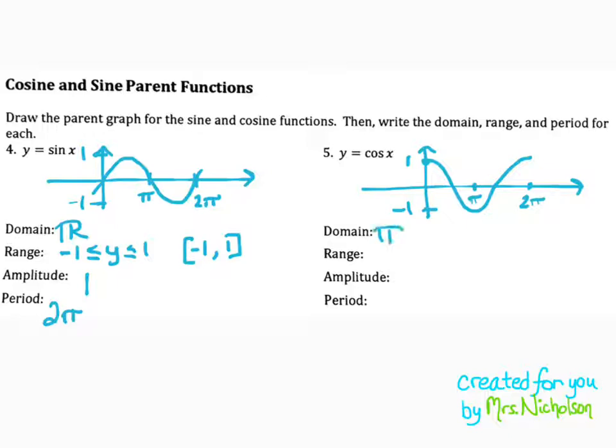Domain, again, all reals. Cosine goes on forever. There is no x value that I cannot plug into cosine. The range, though, again, is limited from -1 to 1. And we can use interval notation either way that you like. Amplitude, again, is 1, and the period, again, is 2 pi. So notice domain, range, amplitude, and period are the same for both sine and cosine.